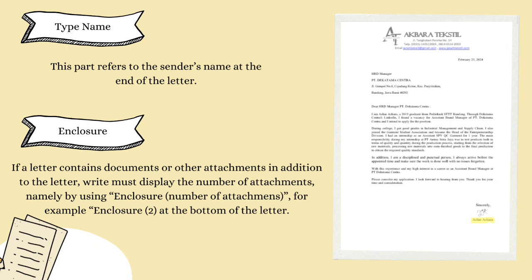Type name. This part refers to the sender's name at the end of the letter. Enclosure. If a letter contains documents or other attachments in addition to the letter, the writer must display the number of attachments, namely by using enclosure and the number of attachments. For example, enclosure 2 at the bottom of the letter.